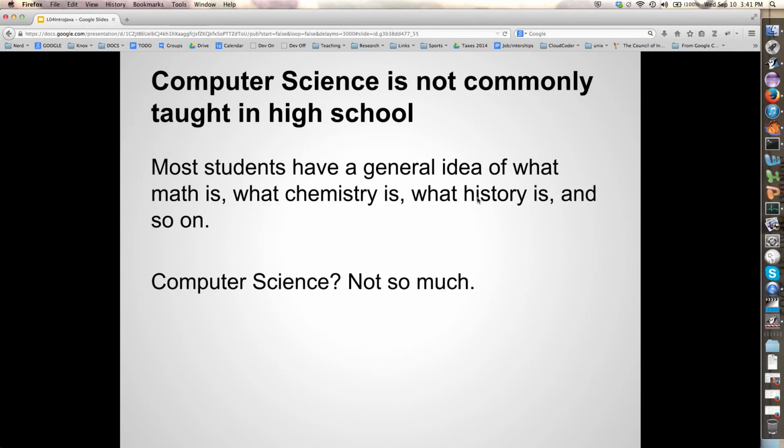One of the reasons this is tricky, computer science is not actually that commonly taught at the high school level, at least in the United States.